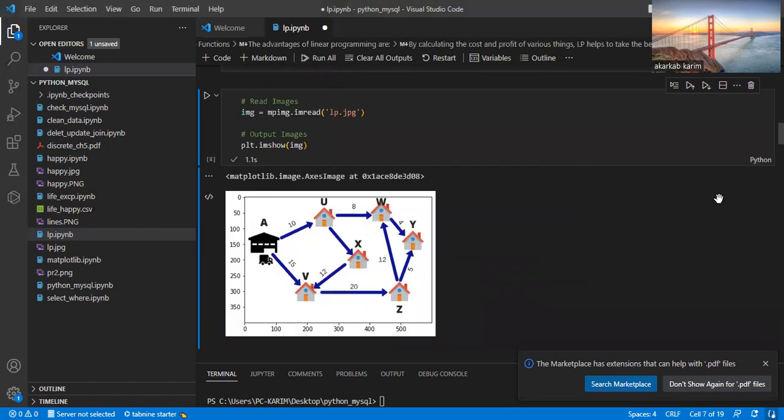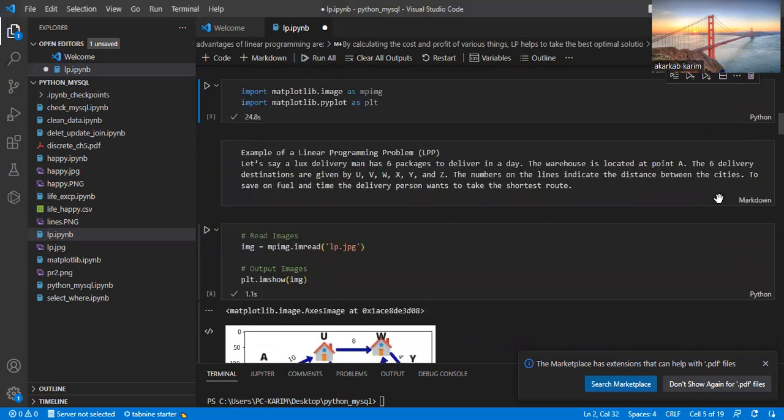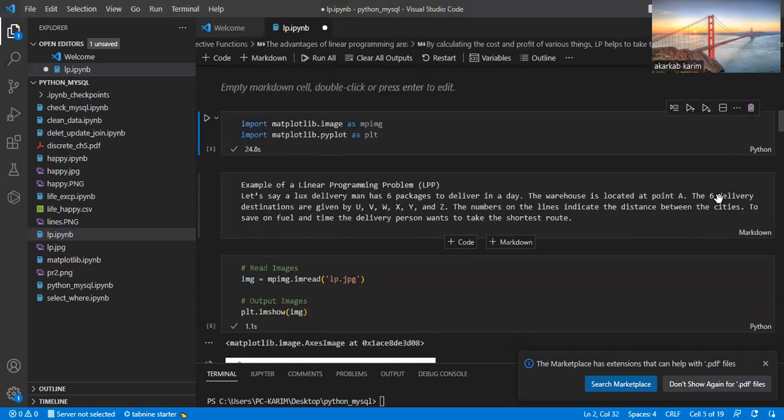Well, here I will show you an example of linear programming. Okay, so let's say Alex Delivery has 6 packages to deliver in a day. That means we have this delivery company, and this delivery boy has six packages to deliver every day. You have six packages as a limit.